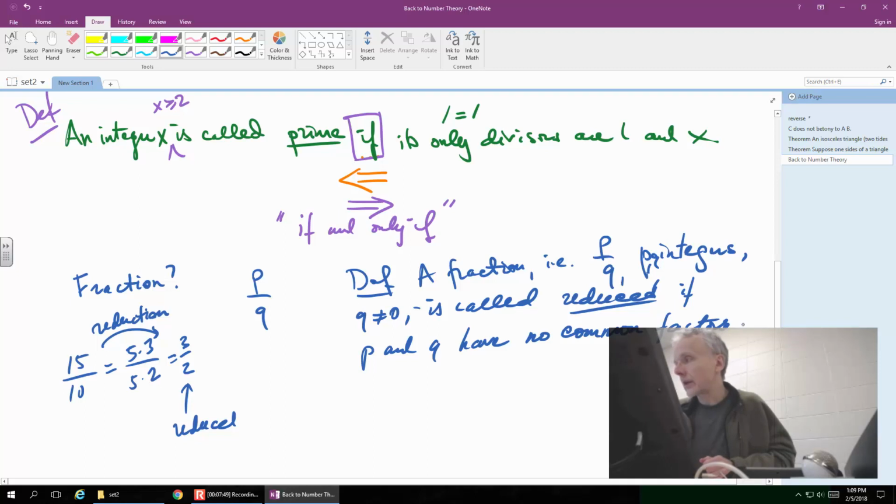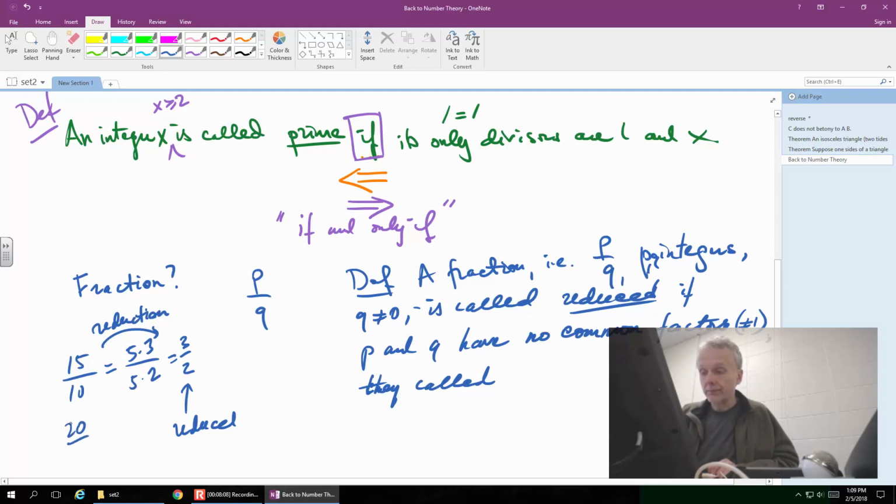Once again, I want to say not equal to 1, but at some point it becomes redundant, repetitive. Incidentally, they're called not prime, but mutually prime, because they don't have to be both prime. So I could have 20 over 21. So this one is also reduced, but neither numerator nor denominator is prime. The point is they have no common factors.